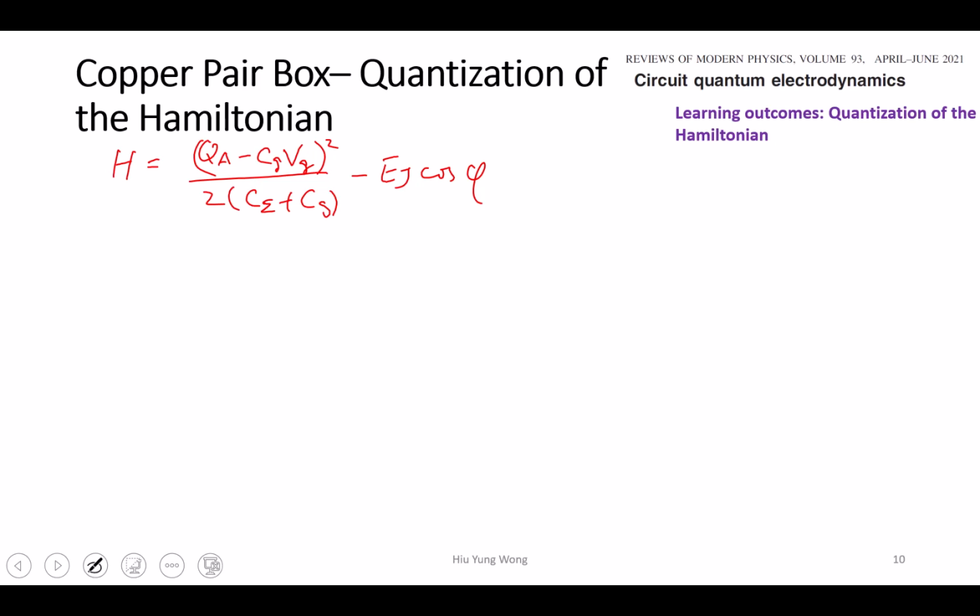So with this, then what? Then we are ready to do quantization, right? Because just recall again, Q maps to momentum, and phi A maps to the position.